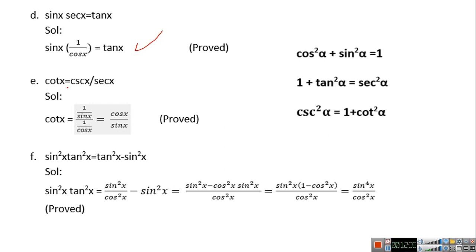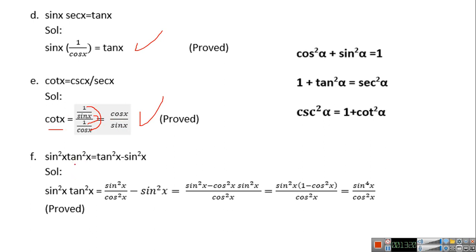Now I want to show that cotangent x equals cosecant over secant. I know that cosecant is 1 over sine. We know that secant is 1 over cosine. So if you multiply by the inverse, you're going to get cosine x over sine x, which is the same as cotangent x.